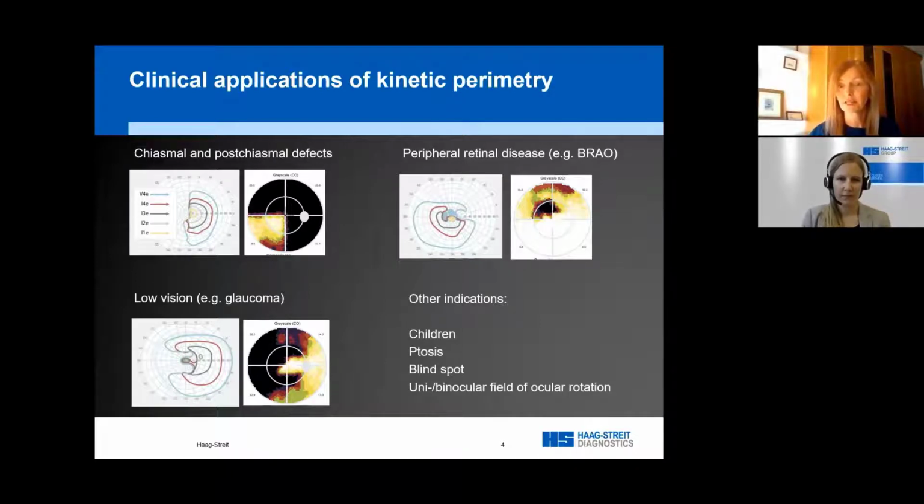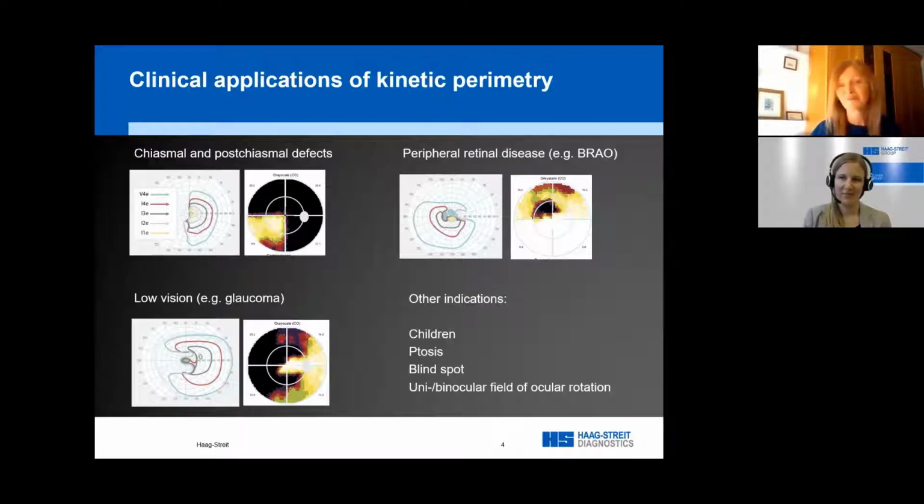But there are also indications where visual acuity is very low, and kinetic perimetry in those cases is very flexible as a choice. And that flexibility makes it very useful for testing children or people with learning difficulties, and also patients whose neurological condition means they have difficulties with cognition and maintaining their attention.